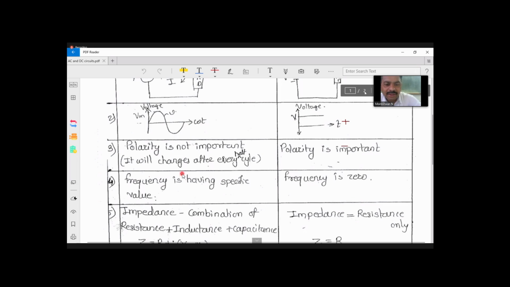So up to this point, everybody understood this? Yes, sir. Yes, sir. Okay, thank you.